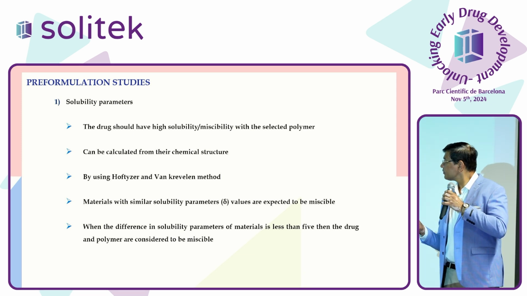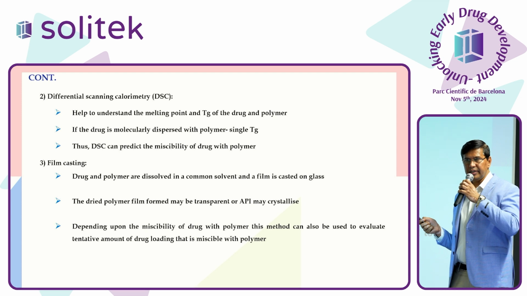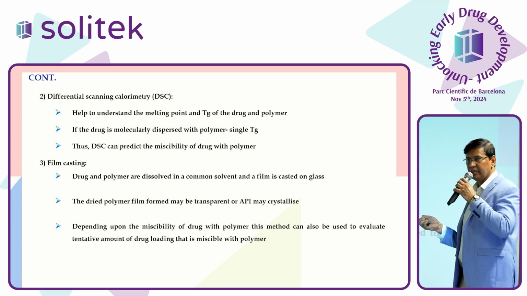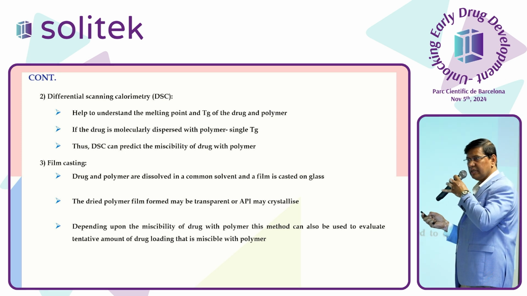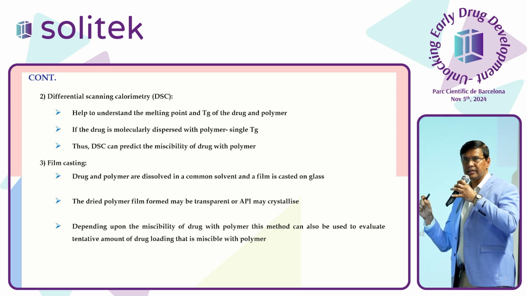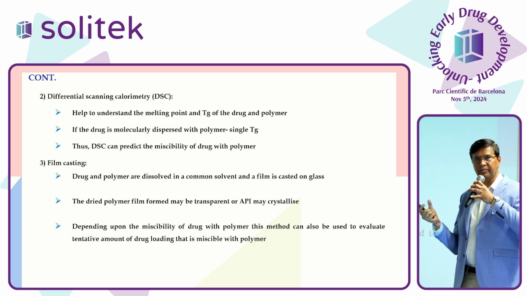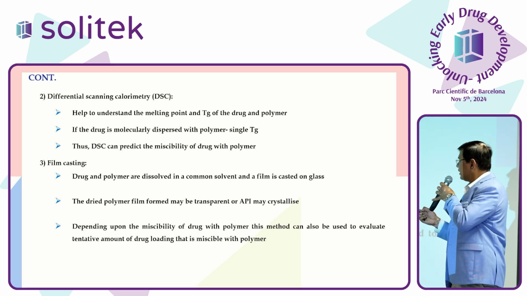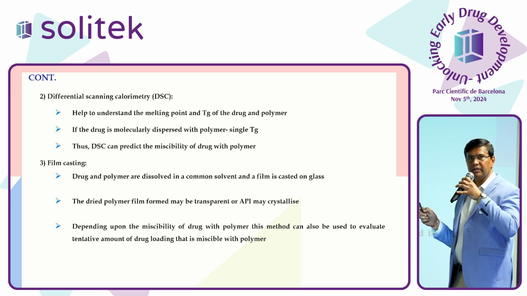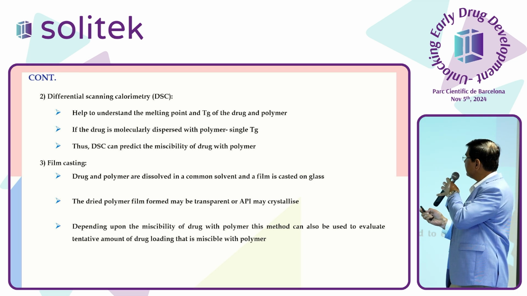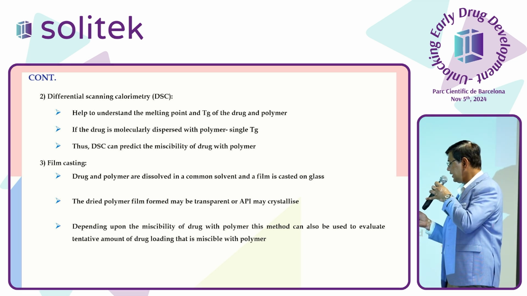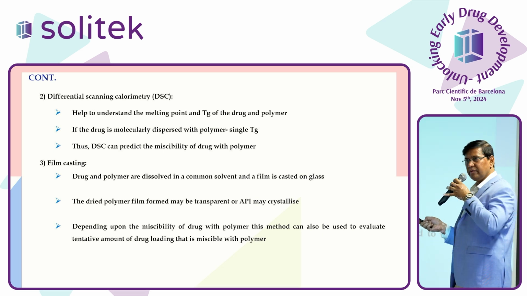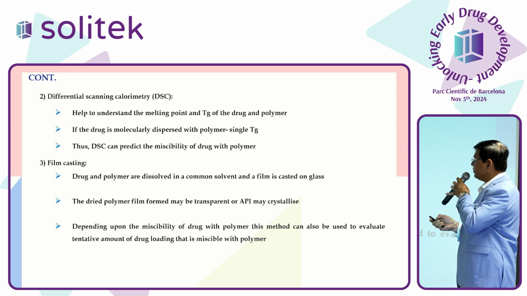The second is differential scanning calorimetry. I think most of you are aware that we use DSC to understand the melting point and the glass transition temperature of the drug and the polymer. This is very important to understand whether the polymer you are using is stable at high temperature, and also that the drug is not degraded at high temperature. So DSC is an important tool. Then, of course, we want to see which phase the drug is in, whether it is molecularly dissolved and we are getting a single Tg. So DSC is an important tool to determine this kind of solid dispersion, and it will also predict the miscibility of the drug with the polymer.